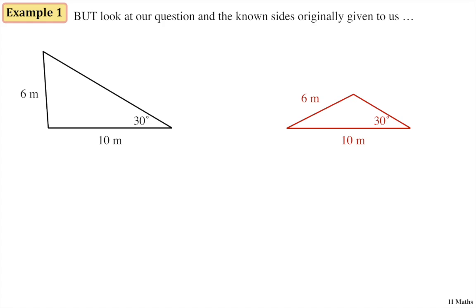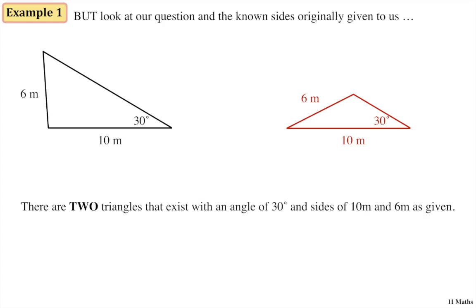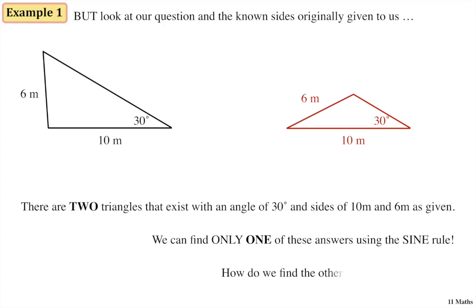Now let's just have a look at this for a second. There's two triangles that exist. We only found one of them when I used the sine rule. How are we going to find the other answer? Remember, when I used the sine rule, the first thing I did was find this angle up here, and it was 56.4. If I look at this case here, yeah, that could be my 56.4 because it's obtuse.